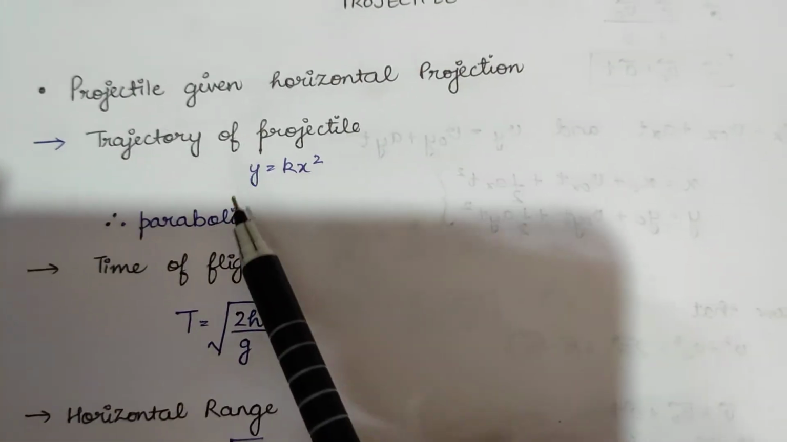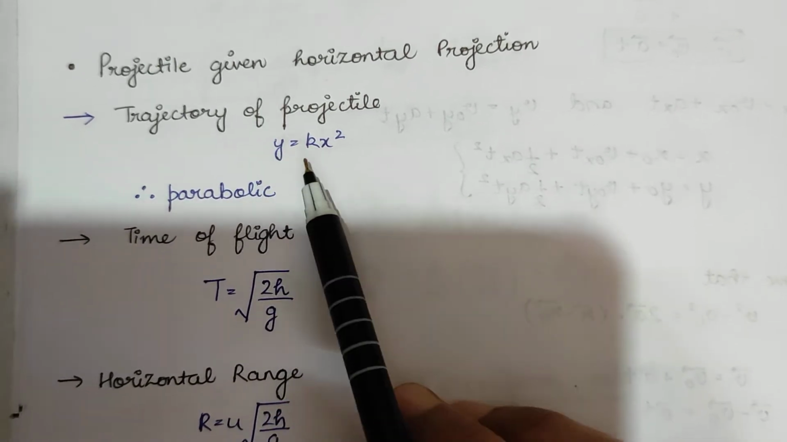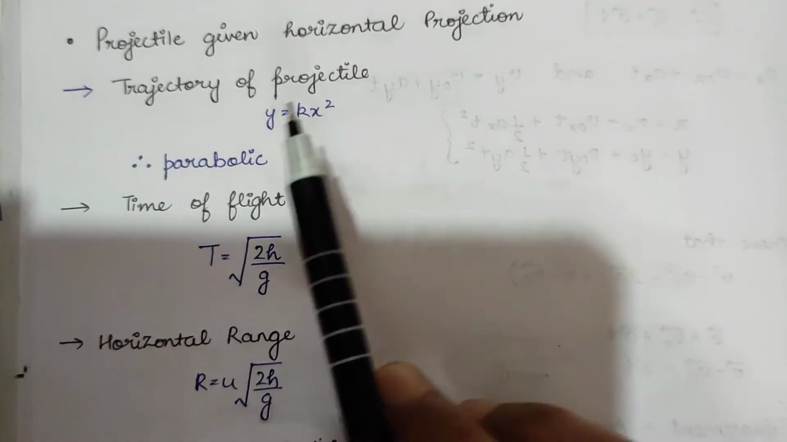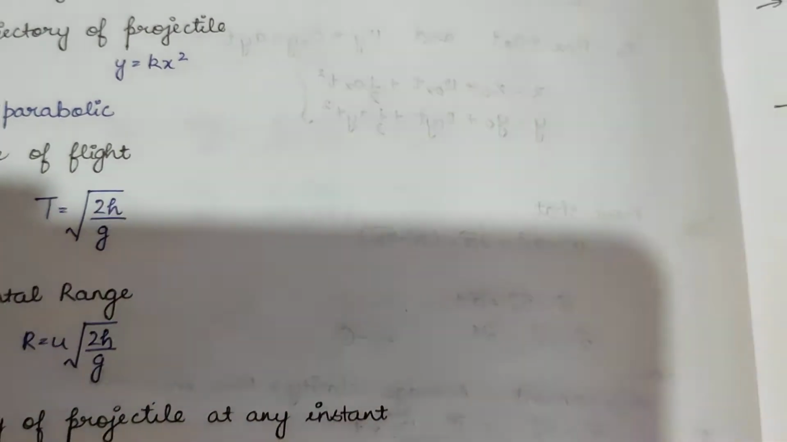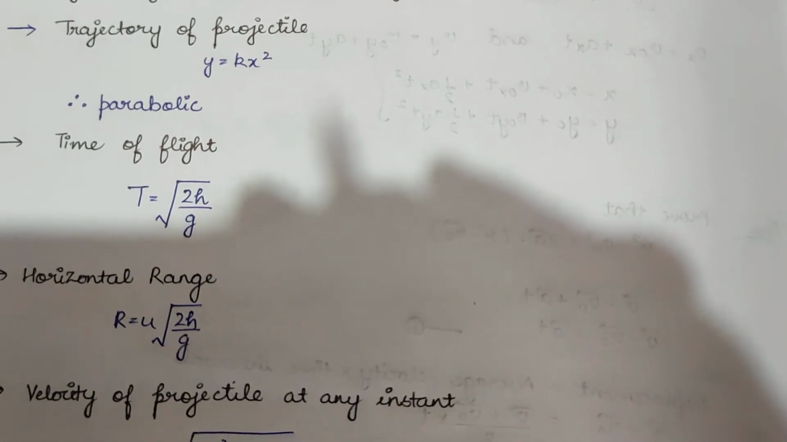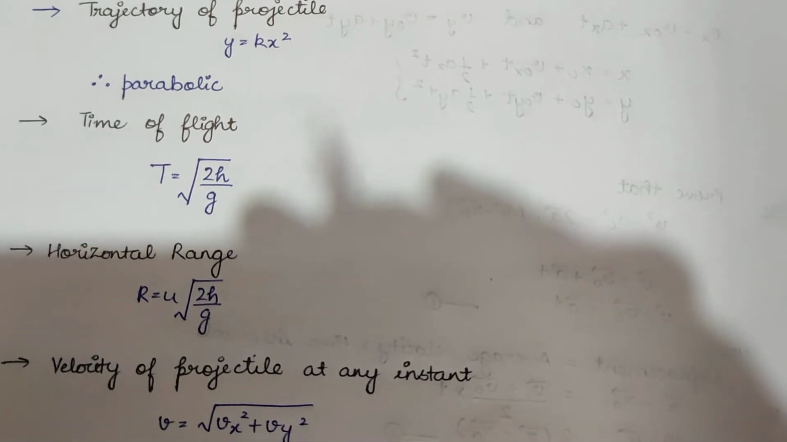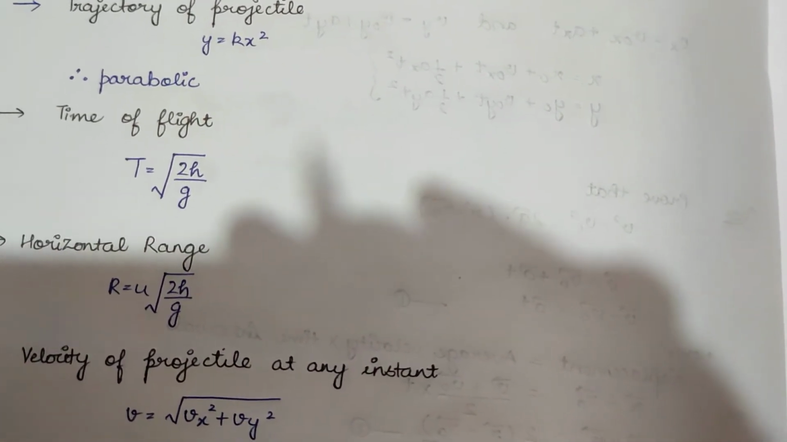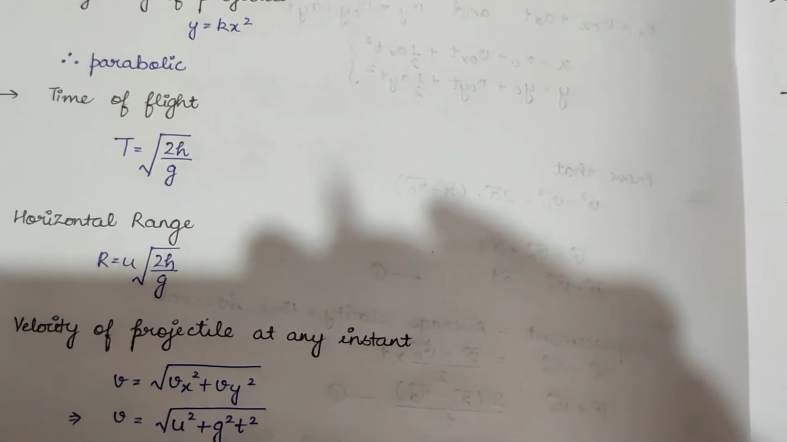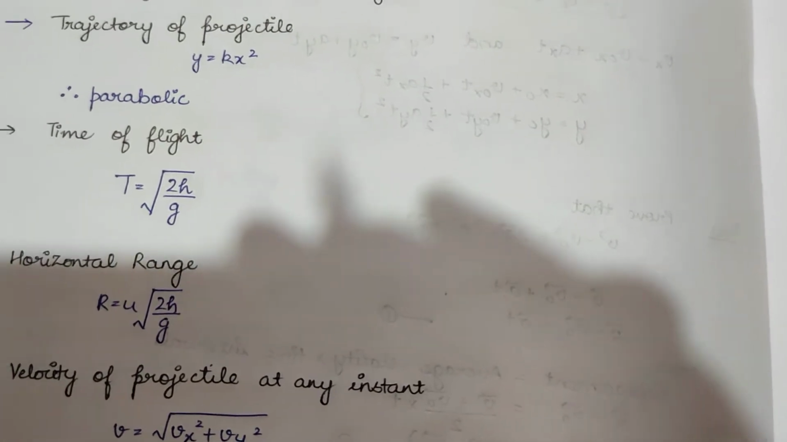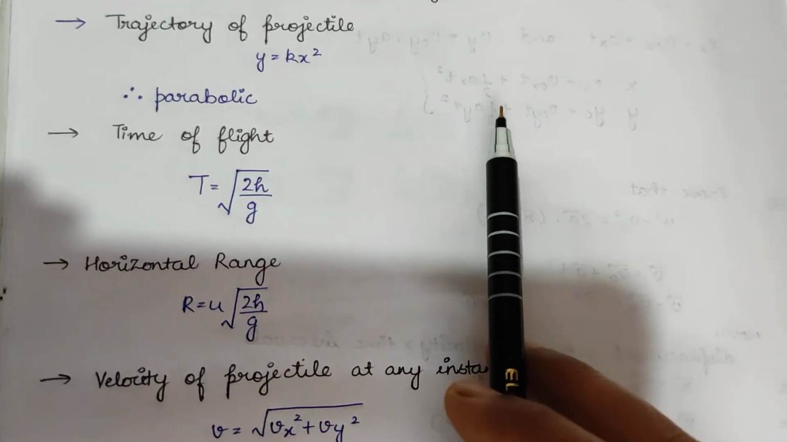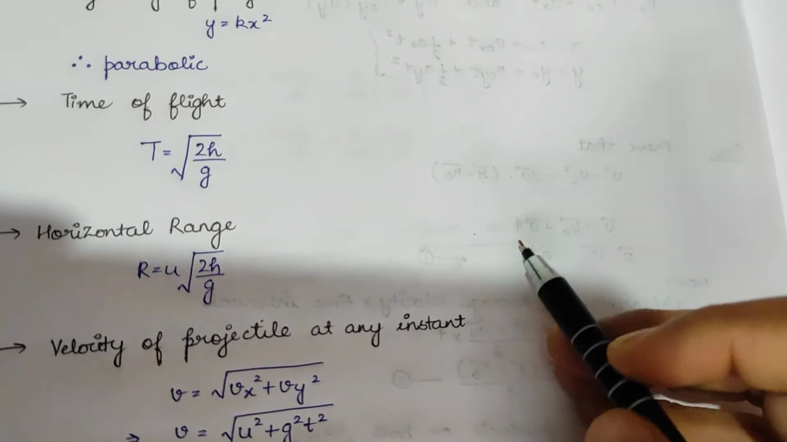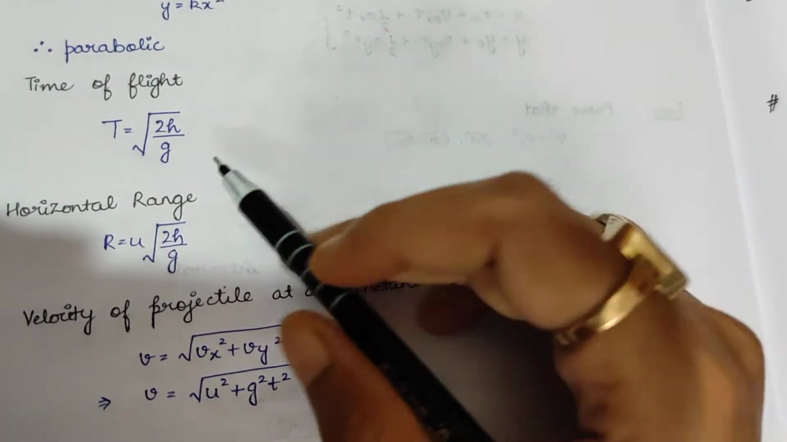Then if we find the trajectory of this projectile, I told you trajectory is the path followed by the projectile, it will come out to be y = kx². As it is a quadratic equation, we can say the trajectory of the projectile is parabolic. Next we find time of flight. Now what is time of flight? It is the total time for which the projectile remains in its flight. Suppose a bullet is fired with some initial velocity u. The time it takes from the initial point when it was fired till the final point where it reaches the ground is the total time of flight, and it is t = √(2h/g), where h is the vertical height and g is acceleration due to gravity.